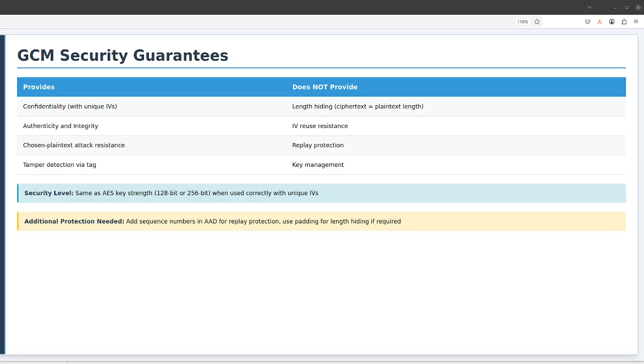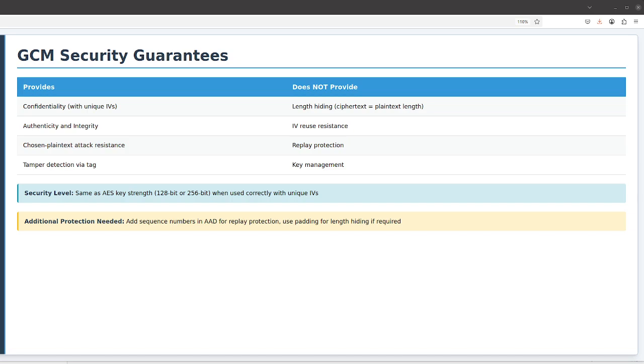GCM does not inherently provide replay protection. An attacker can capture a valid GCM encrypted message and replay it later. The authentication tag will still verify because the message is genuinely from the sender. If replay protection is needed, you must add sequence numbers or timestamps at the protocol level and include them in the AAD.